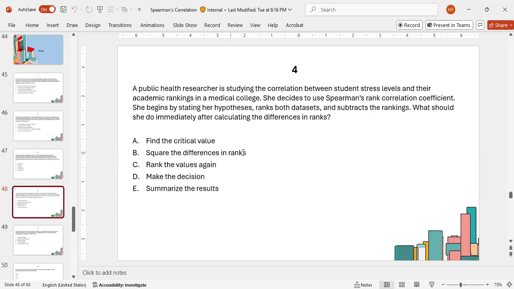The correct answer is beta. Scale the differences. Whenever you find the differences in rank, you scale these differences.